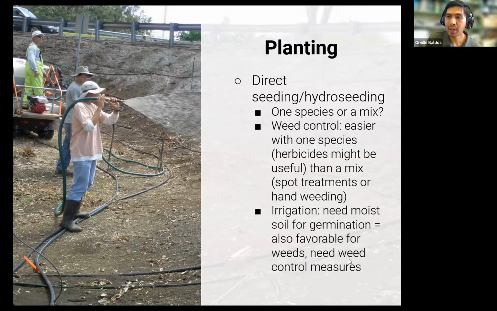Another aspect to think about with hydroseeding is the irrigation. During the direct seeding process, you want to make sure that the soil is moist so that it's suitable for germination. But take into account, if you didn't prepare your field properly, then you may be growing some weeds there also, because the moist conditions are also favorable for weed seed growth. So this is why it's important to create a stale seed bed first before establishing if you're doing direct seeding.